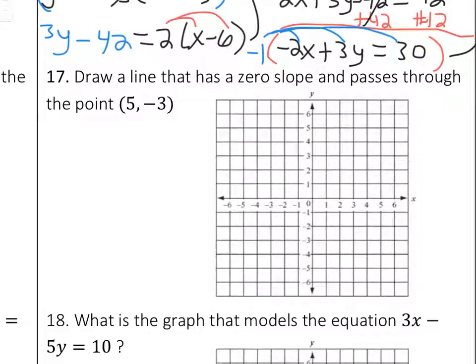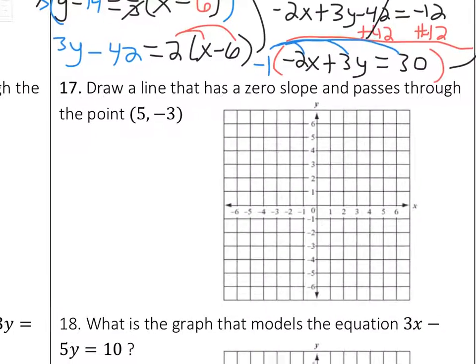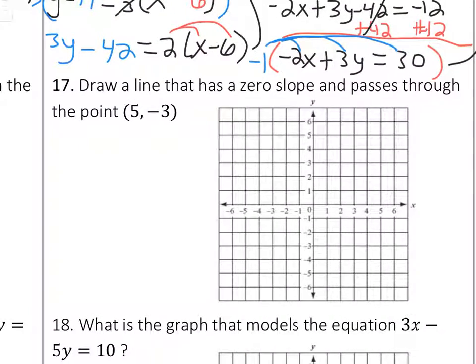All right, number 17. Draw a line that has a 0 slope and passes through the point 5, negative 3. So a line that has a 0 slope is a line that is horizontal, or in other words, it looks like this, right? A line that is vertical is going to have an undefined slope. So actually let's go ahead and label that. This is horizontal.